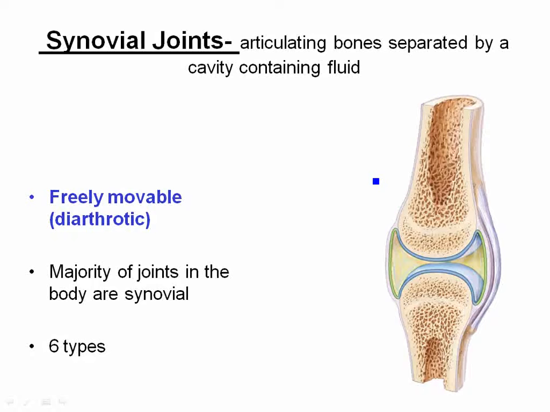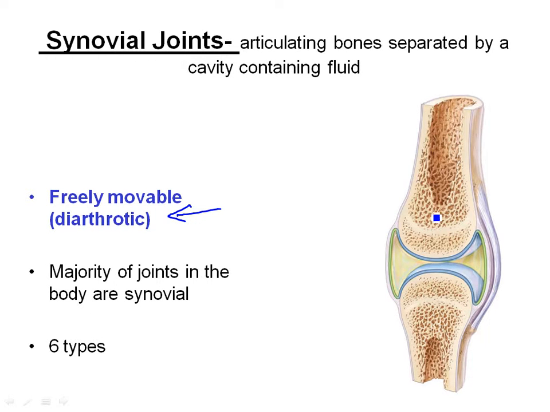Now, on to synovial joints. These are, of course, the most freely moving type of joints. These are the ones that we think of. Knees, arms, fingers. And again, freely movable, that term diarthrotic, meaning movement in all planes or movements. So most of the joints in the body are synovial.